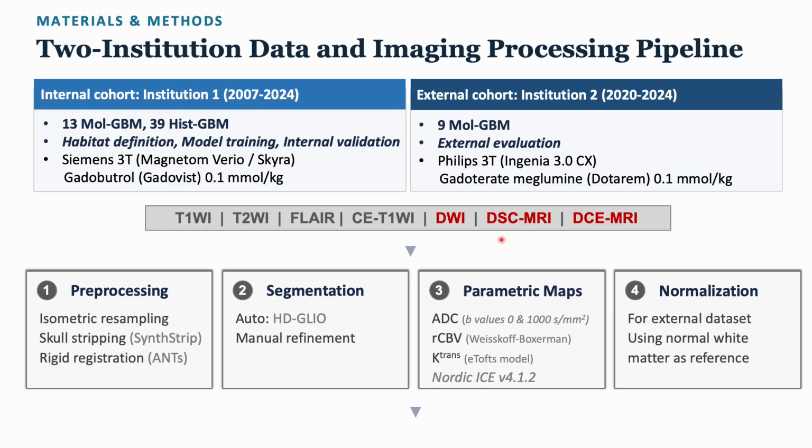All patients underwent conventional and advanced MRI, including DWI, DSC, and DCE MRI. For reproducibility, pre-processing included resampling, skull stripping, registration, and tumor segmentation. We then computed parameter maps of ADC, RCBV, and K-trans. To reduce batch effect for the external cohort, these values were normalized using normal white matter as a reference.